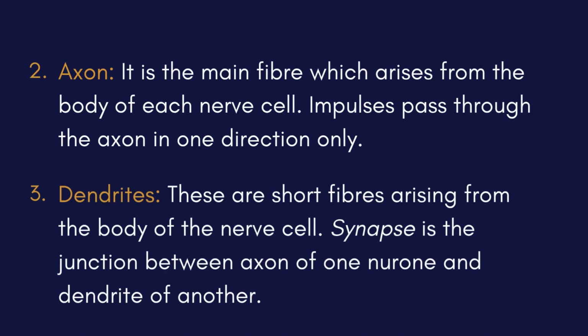Axon. It is the main fiber which arises from the body of each nerve cell. Impulses pass through the axon in one direction only. Dendrites. These are short fibers arising from the body of the nerve cell. Synapse is the junction between the axon of one neuron and the dendrite of another.